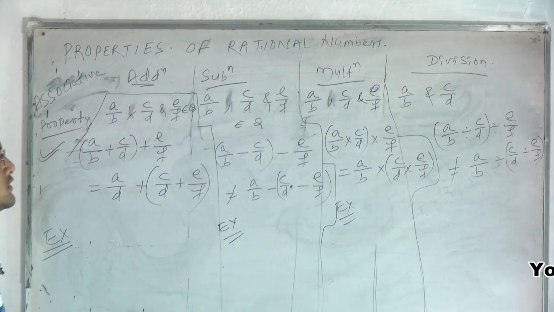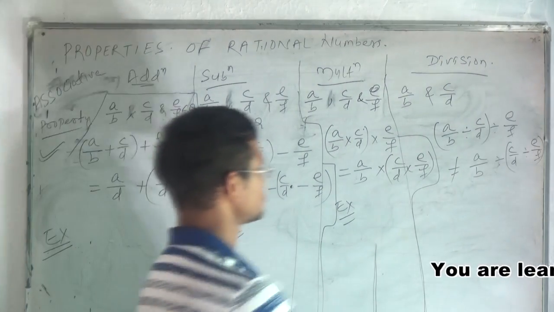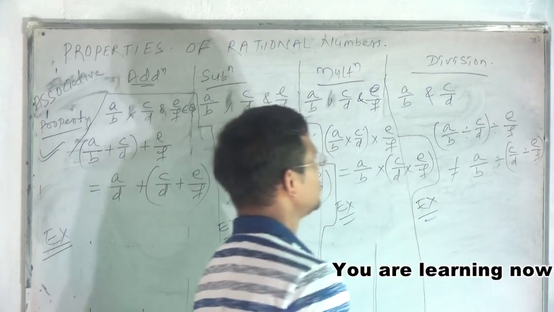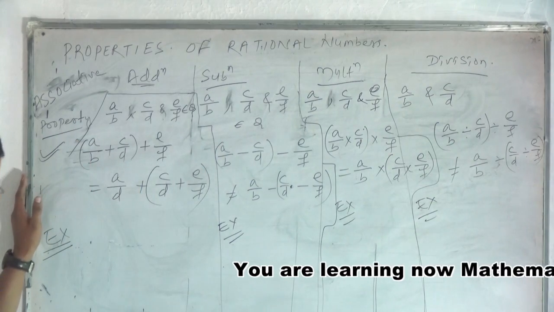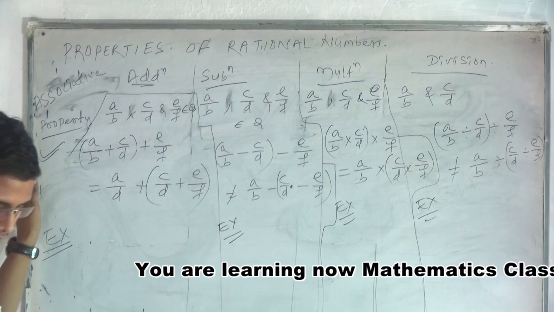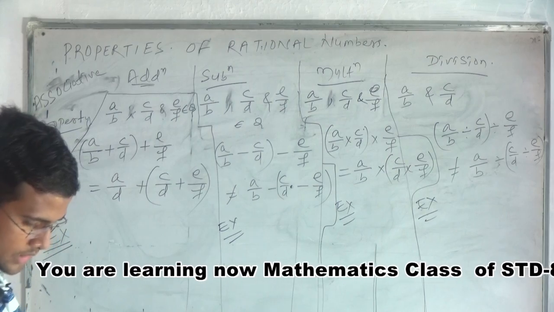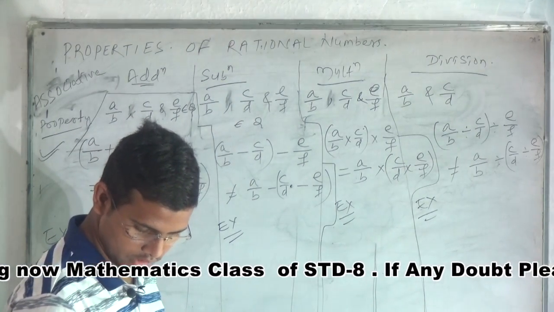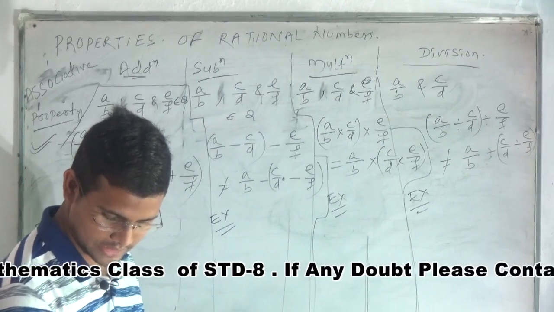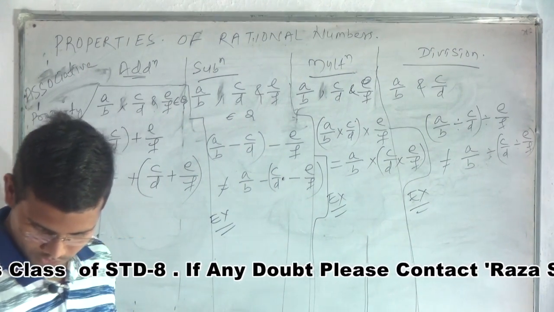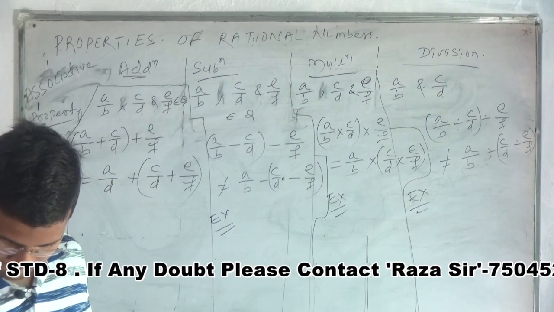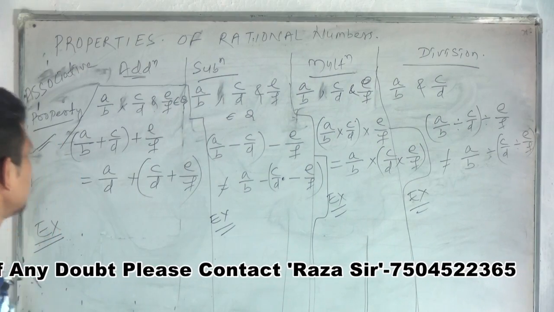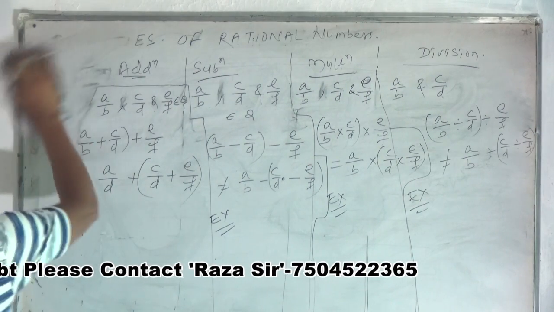Learn the closure property of rational numbers, the commutative property of rational numbers, and the associative property of rational numbers. Then you write some notes.